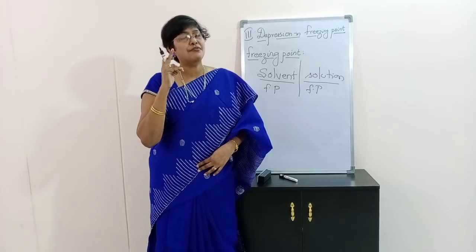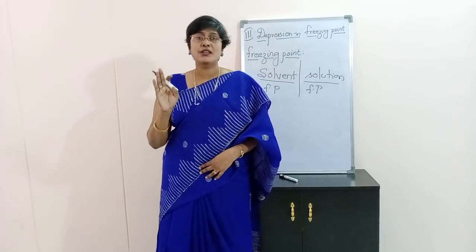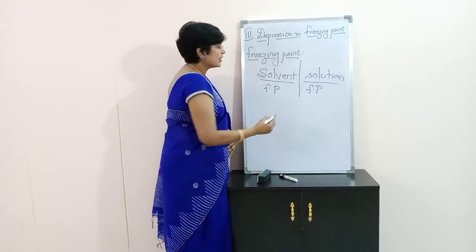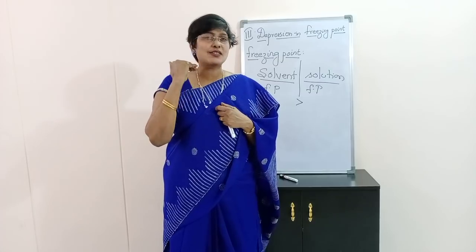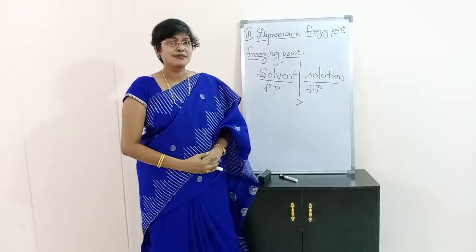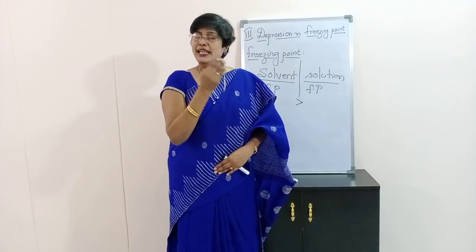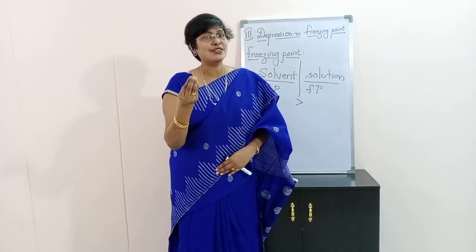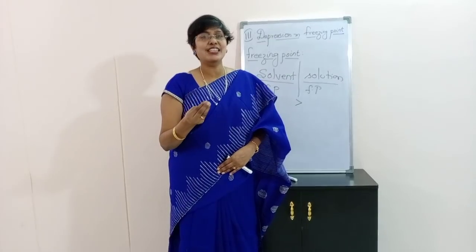In the first colligative property, we learned that vapor pressure of a pure solvent is greater than vapor pressure of a dilute solution. Here also the same principle, students. Freezing point of solvent is greater than freezing point of solution. Why? In order to understand this concept, I will give you an example, students. Suppose we put drinking water in a deep freezer. It starts converting into ice. What is the temperature, students? Do you know at which pure water starts converting into its solid form? It is 0 degrees centigrade. Very good. Freezing point of water is 0 degrees centigrade.